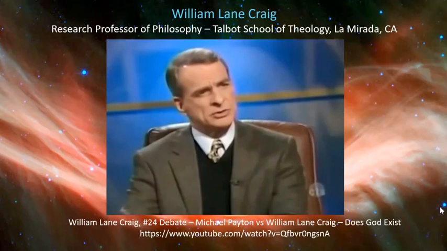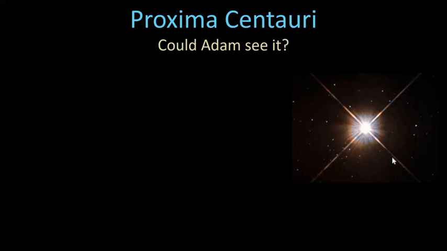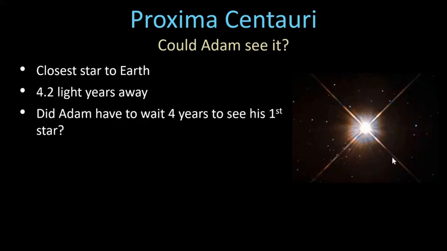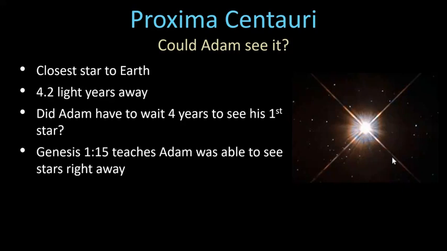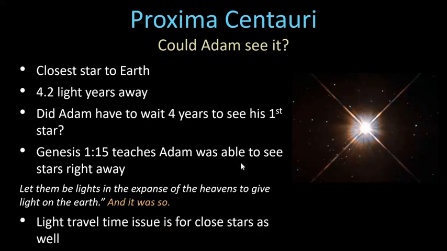So there you go. He's not bucking up against mainstream science. He's going with the flow. So let's look at the nearest star, Proxima Centauri. Could Adam actually see it? Like I mentioned, it's the closest star to Earth, next to the sun. It's about 4.2 light years away. So did Adam have to wait 4 years to see his first star? Well, of course not, because Genesis 1:15 teaches Adam was able to see stars right away. And it states, "Let them be lights in the expanse of the heavens to give light on the earth," and it was so.